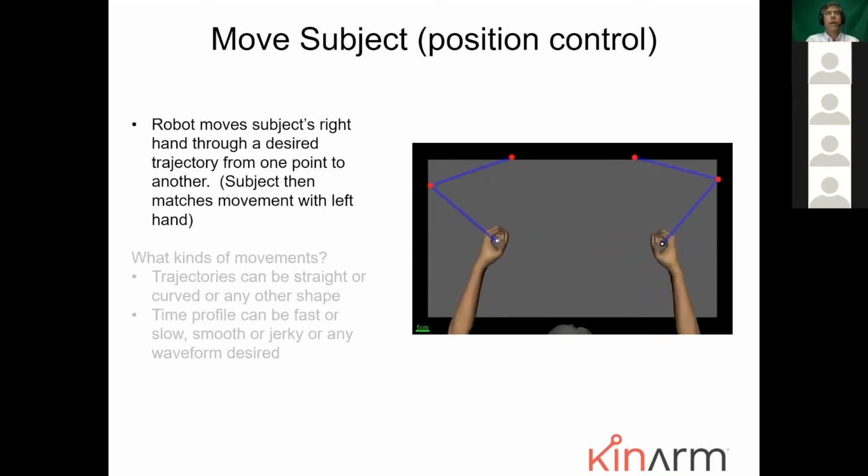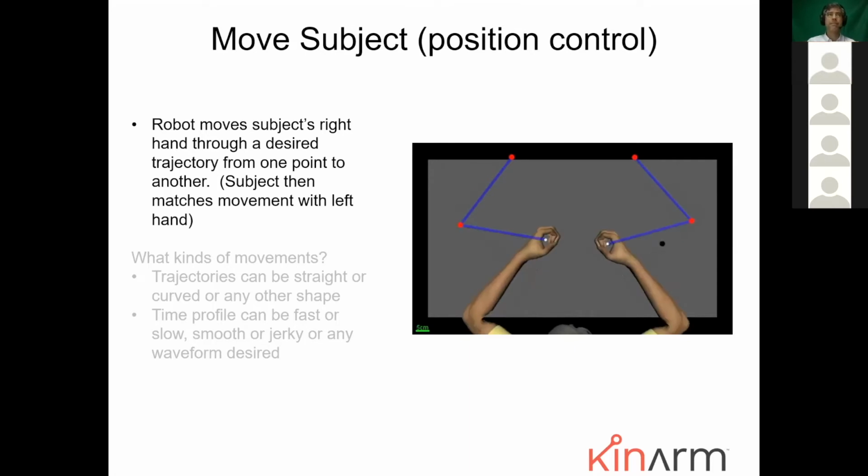The next valuable feature of a Kinarm is that you can use it to actually move the subject. In this case, I'm going to be talking about something called position control. In the example shown here, the robot is actually moving the subject's hand. A trajectory was programmed, and the robot moves the subject smoothly from one point to another point, and that's what's happening on the right.